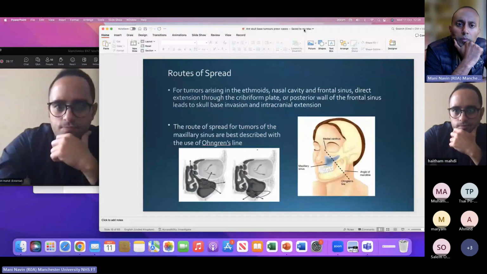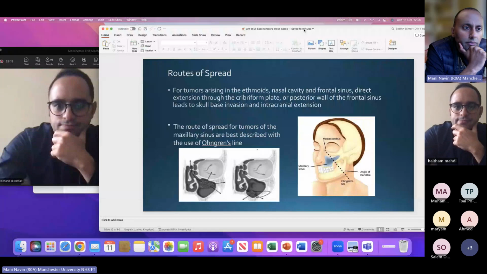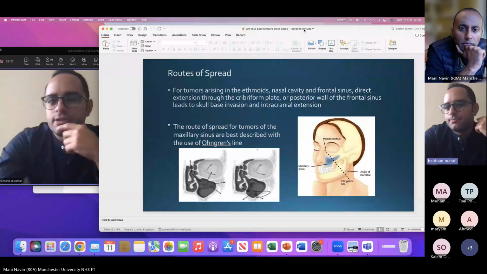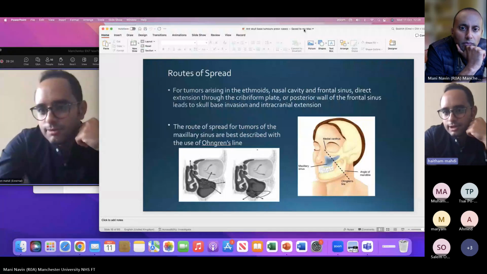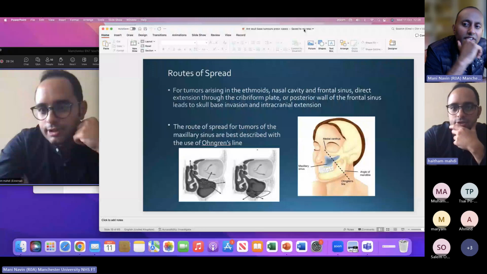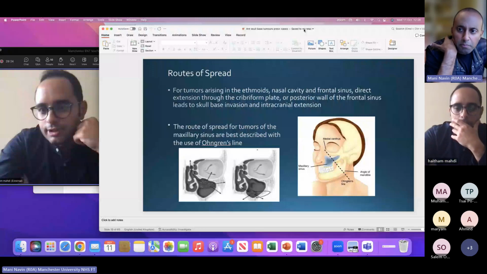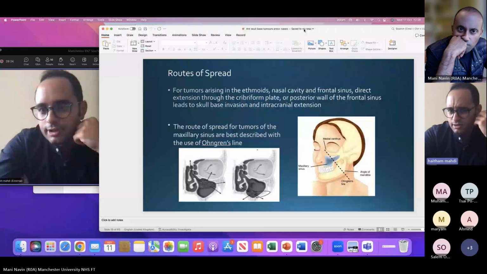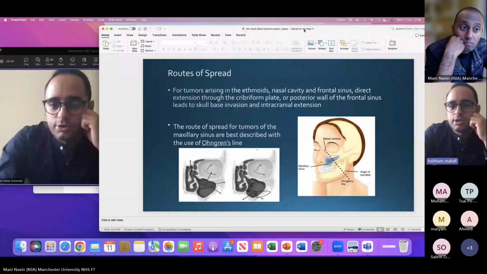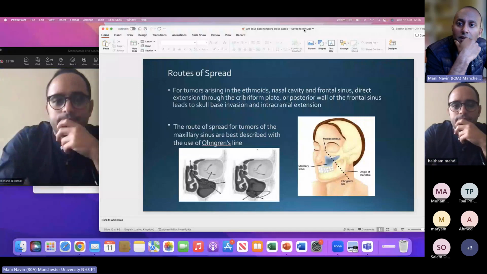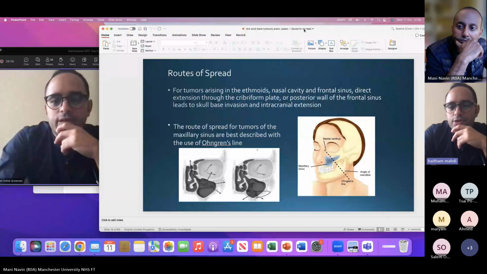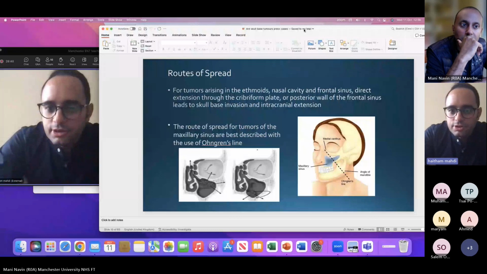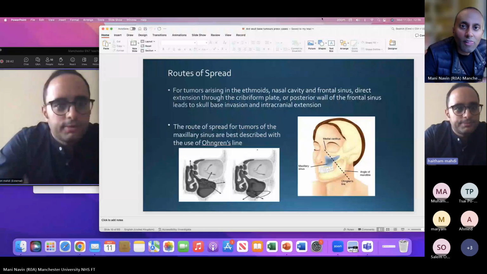Now, have you heard of Ongren's line? Yeah, it's the line between the angle of the mandible and the medial canthus, as it is on this photo. Yes. Why is this important? Any tumour which is above this line will have a worse prognosis than anything below. Why? I think because of the vital structures being involved, which is the eye globe and the brain.